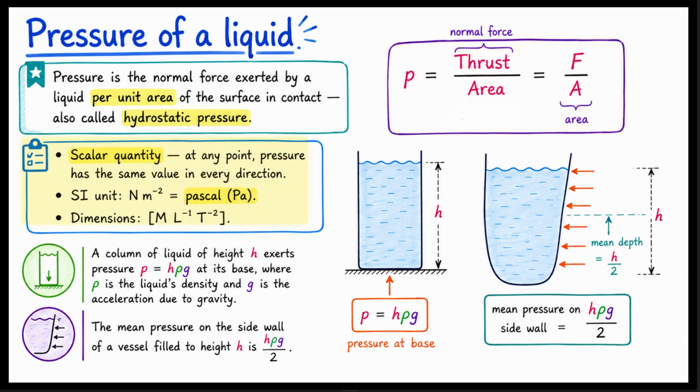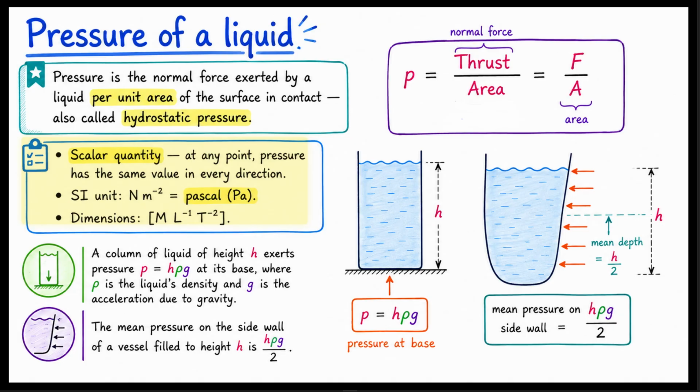First, pressure is a scalar. At any point it has a single value with no preferred direction. Second, its SI unit is the Newton per square meter, which we call the Pascal, abbreviated Pa. Third, the dimensions of pressure are mass times length to the -1 times time to the -2.